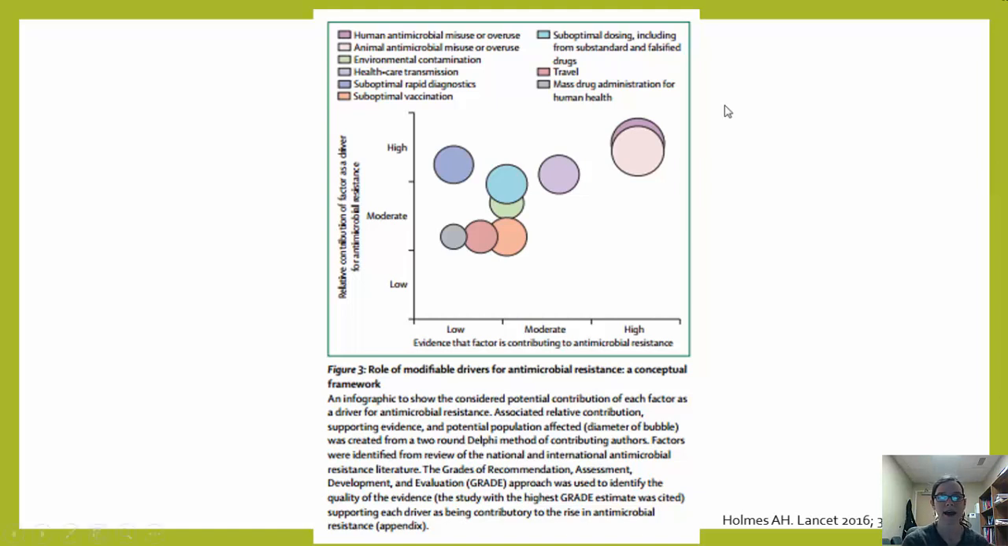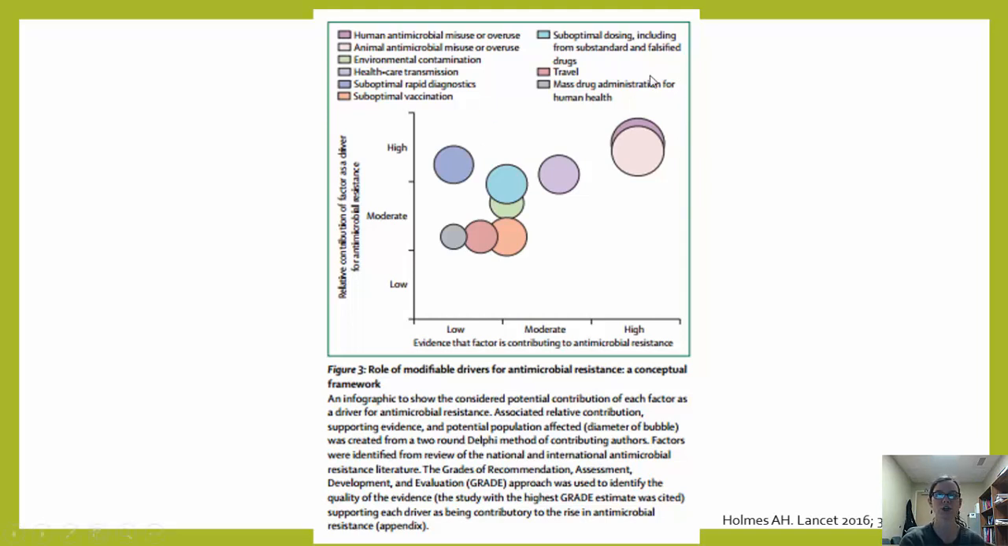And you can see the contribution, so the bigger the circle, and the bottom here is evidence that a factor is contributing to antimicrobial resistance, the relative contribution of the factor as a driver for antimicrobial resistance. And then the size of the circle demonstrates, I believe, how much evidence is contributing to these conclusions. So you can see that our top two contributors are human antimicrobial misuse or overuse, so that means antibiotic use, and then animal antibiotic use.